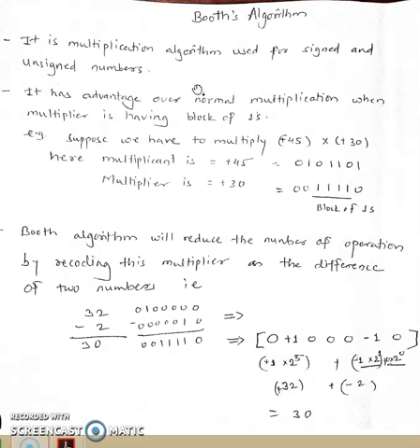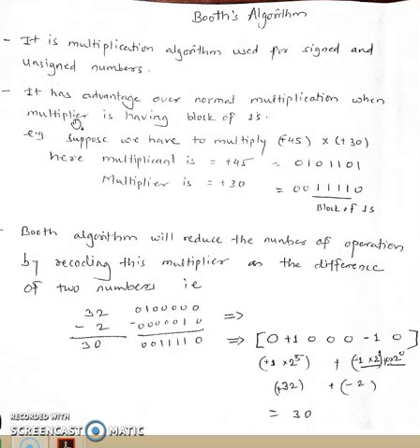Understand this line, signed and unsigned numbers means we can multiply both types of numbers, whether signed numbers or unsigned numbers, positive or negative numbers, or a combination of both. It has an advantage over the normal multiplication when the multiplier is having a block of ones.